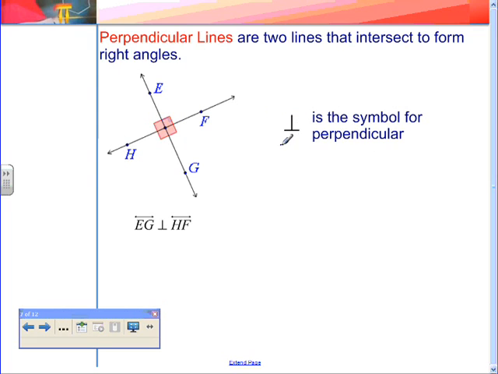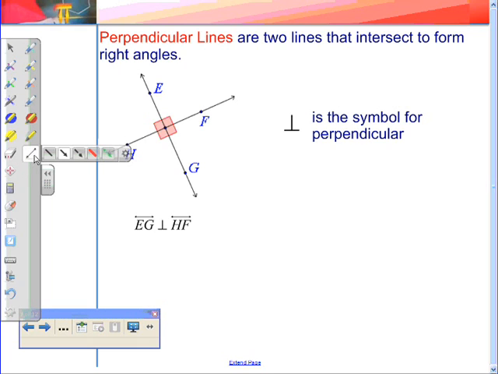Now this little upside down T is the symbol for perpendicular. So what we would write on our paper is line EG, that little upside down T, and then line HF. What we would say out loud is line EG is perpendicular to line HF. And of course you don't just have to have lines that are perpendicular. You could have segments that are perpendicular. You could have rays that are perpendicular.